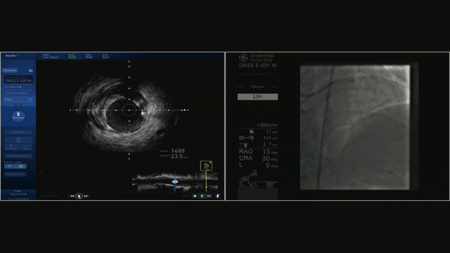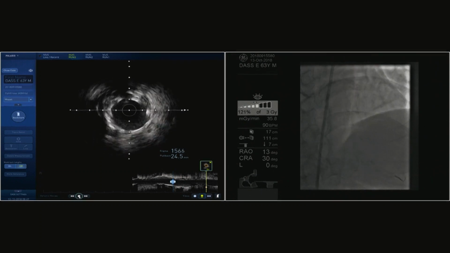That overlapping area, do you want to dilate again, or are you leaving it like that? I didn't see anything under-dilated or under-expanded in that area.